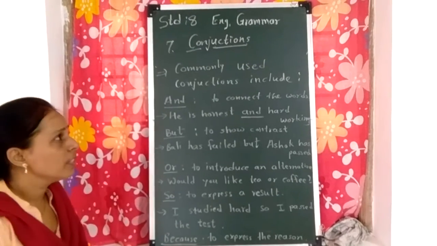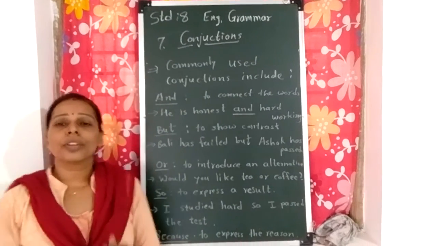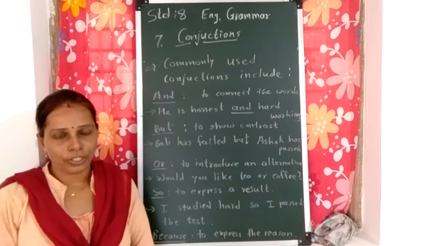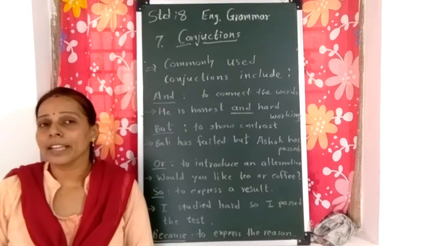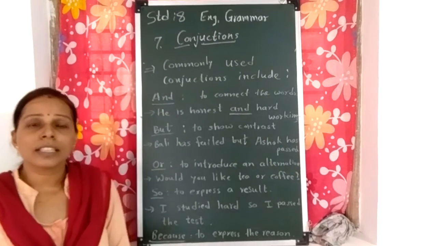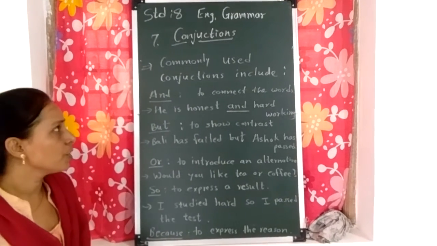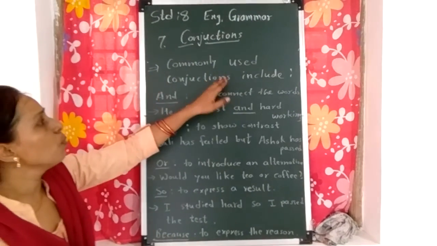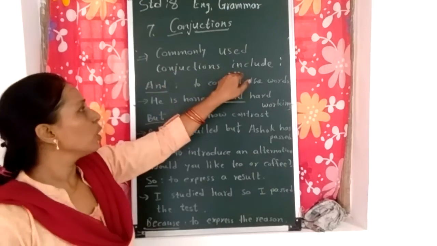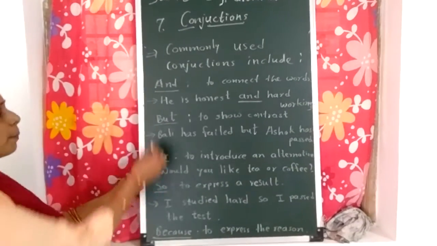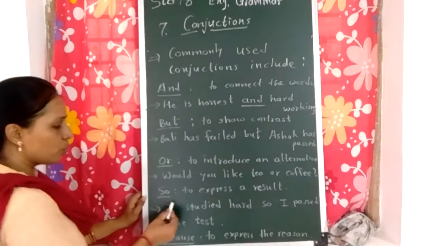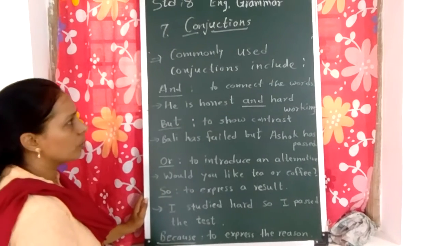Now conjunctions are used to give more information, to give alternatives, to give reasons, to give results or to give unexpected information. Now some commonly used conjunctions include and, but, or, so and because.